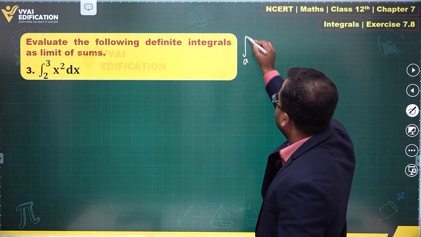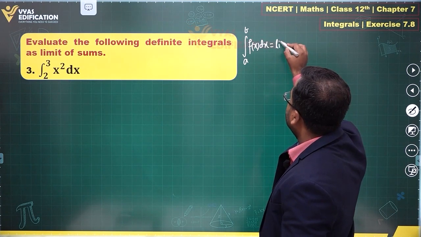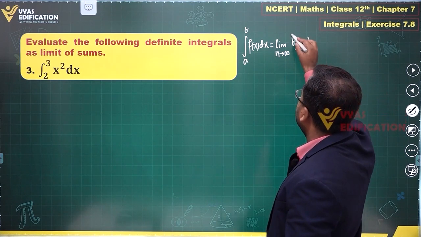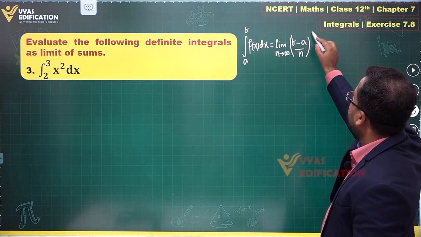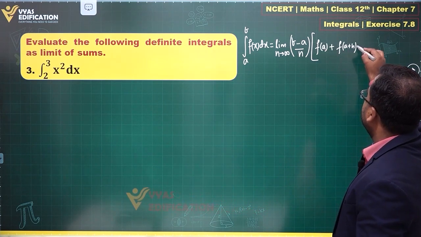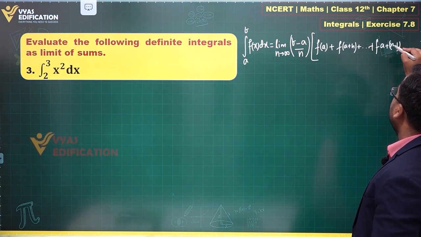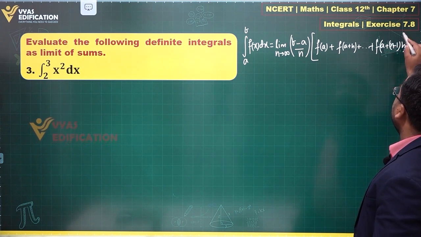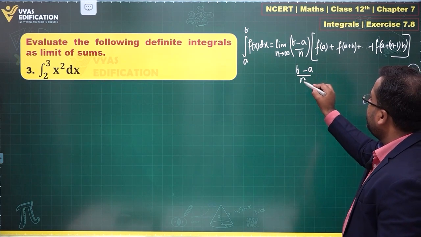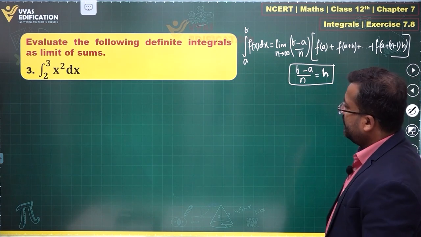First of all, the integral from a to b of f(x) dx is equal to what? As a limit of a sum, limit n tends to infinity, (b minus a) upon n is what I have. This is the value of h, and in the other bracket we have f of a plus h plus dot dot dot plus f of a plus (n minus 1)h, in this bracket. (b minus a) upon n is equal to h. This is what I know, right?